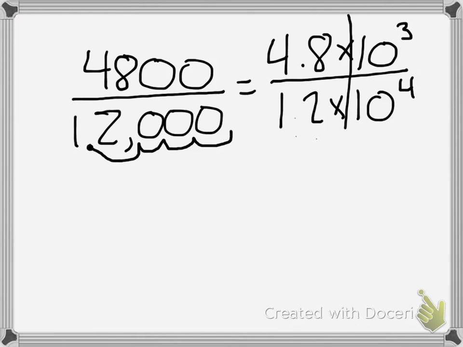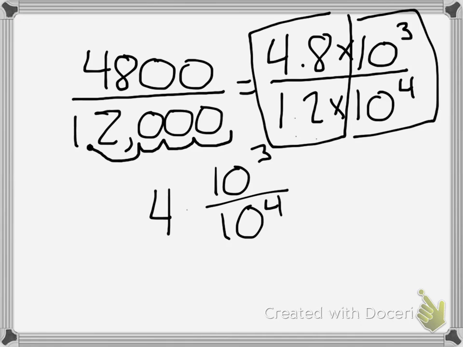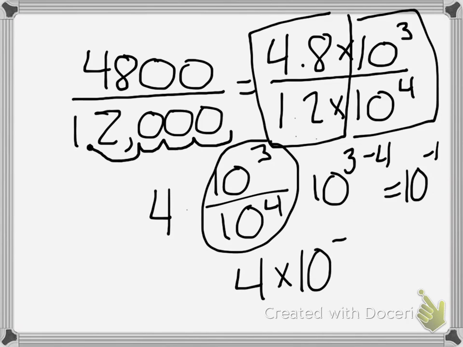So I'm going to divide this fraction into 2 halves. This one and this one. 4.8 divided by 1.2, that's 4. And I'm multiplying that by 10 cubed over 10 to the 4th. I can apply my quotient rule. This is 10 to the 3 minus 4. 10 to the negative 1. So in scientific notation, I have 4 times 10 to the negative 1.